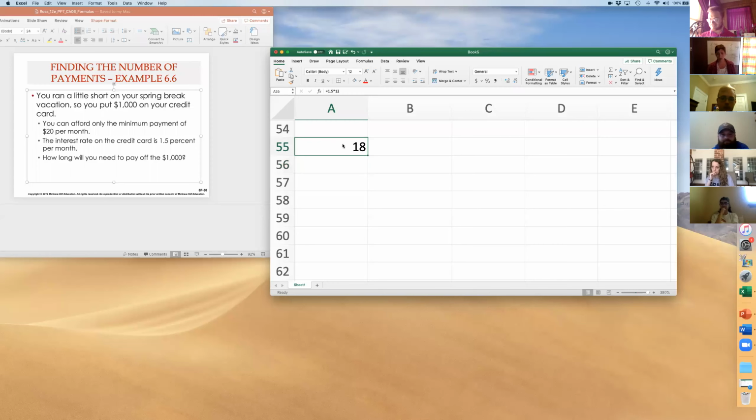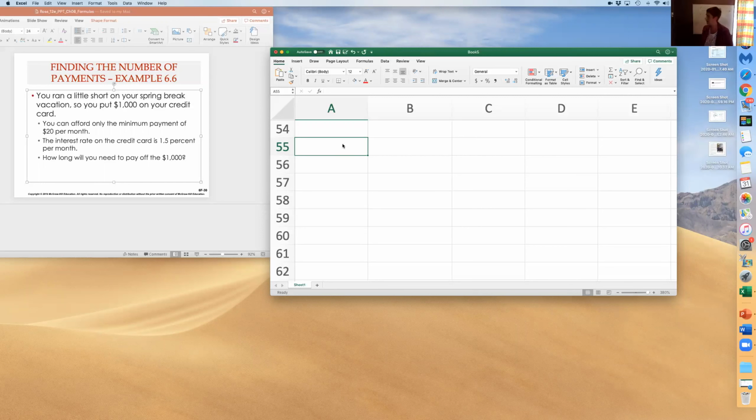All right, so the question here is, how long will you need to pay off this $1,000? So this big spring break trip you took, I'm going to write a timeline down. Bottom line is your loan value is going to be $1,000. The moment you swipe that credit card, you're taking out a loan immediately for $1,000. And you can make a payment of $20 a month. This is your minimum payment.